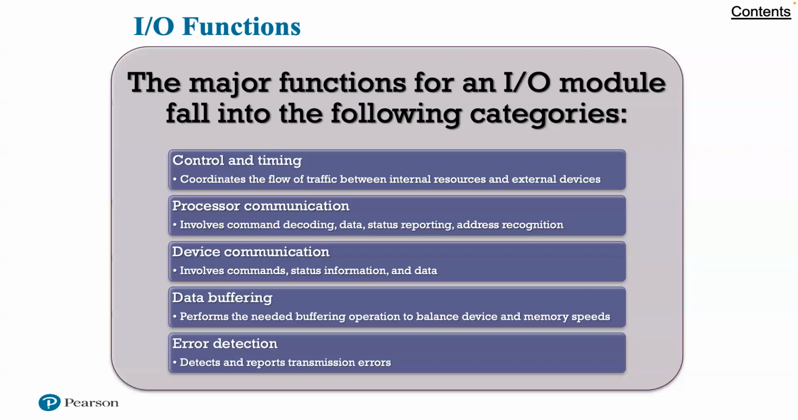A simple example is the use of a parity bit on each character of data. For example, the IRA code occupies 7 bits of a byte. The 8th bit is set so that the total number of ones in the byte is even. So that would be even parity, or odd, that would be odd parity. When a byte is received, the I/O module checks the parity to determine whether an error has occurred.